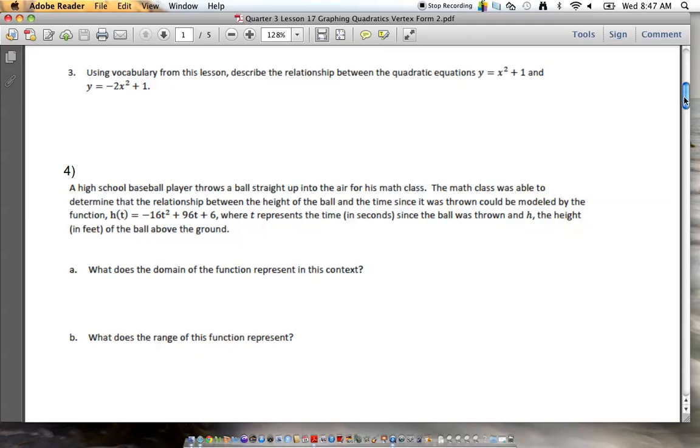What's similar and what's different? Okay, somebody tell me something similar about those two graphs. Talk to me. Something similar. Reyes, something similar.